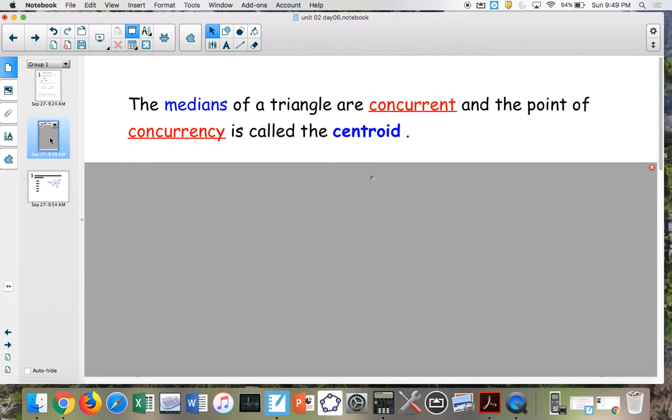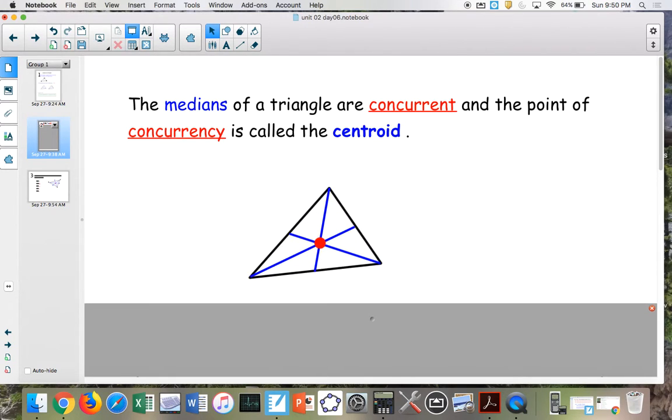Now you've probably noticed that all your medians are concurrent, which means that they all met at the same point. All 3 of them meet at one single point. And that special point is called the centroid. Centroid. And there's some important properties related to the centroid of a triangle, where the medians cross.